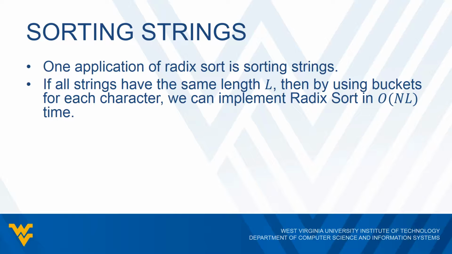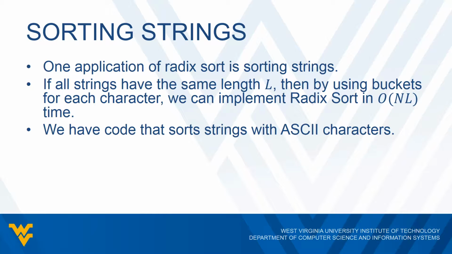So if all the strings have the same length, which we'll say is L, then we can use buckets for each character in our alphabet. That means that we can implement radix sort in O of NL time. Now we'll see an example in just a little bit where we can actually sort strings with the ASCII characters. So we can actually expand it more than just the typical 26 letters of the alphabet.